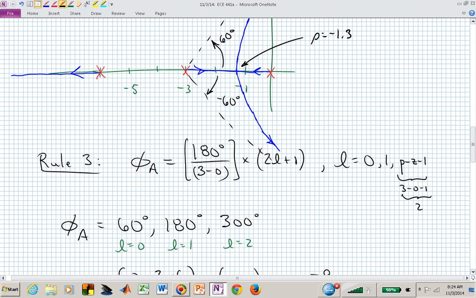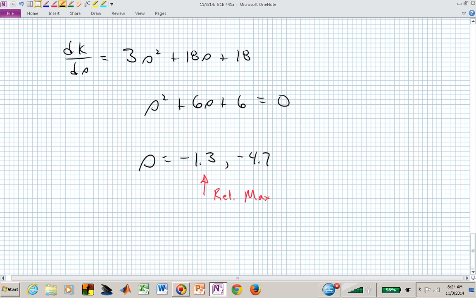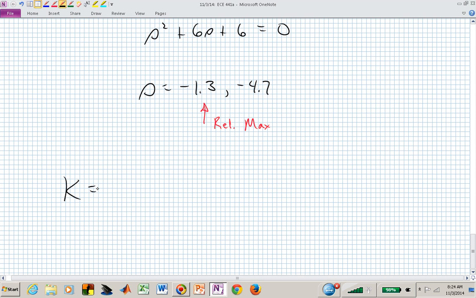We can now evaluate. We have an expression for k. What if we evaluate that expression at s equal to minus 1.3? That's where we want to get. We can just find the gain k, and it actually ends up being 10.4.